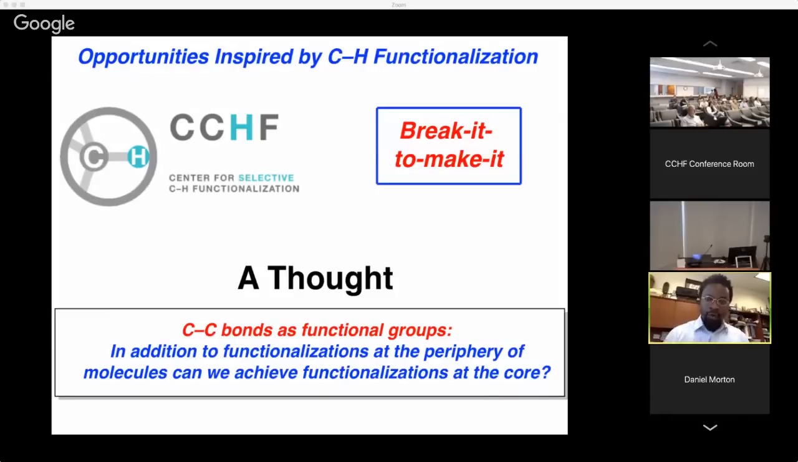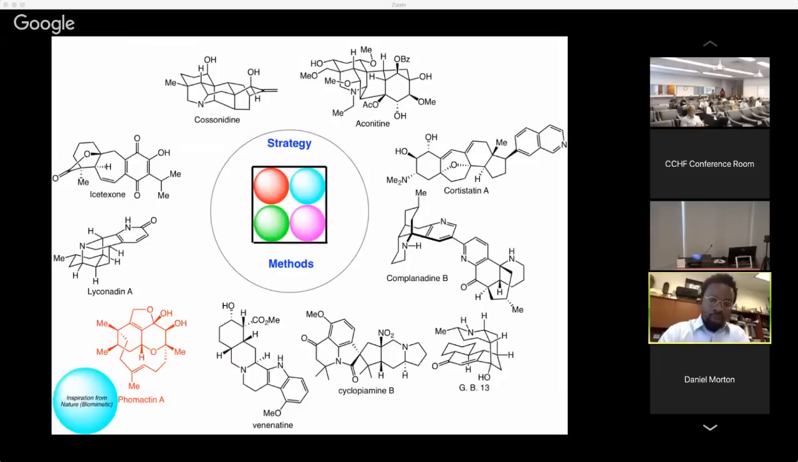And so the idea that we had was really what we call, tongue-in-cheek, our break it to make it moment, which is this idea that perhaps just as we've been thinking about CH bonds as functional groups, could we now start to think about carbon-carbon bonds in the same vein? And so I thought I would begin by illustrating this in the context of one total synthesis that we've undertaken in my group, which is a total synthesis of a molecule called formactin A.